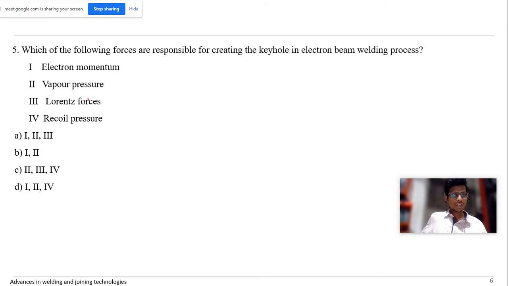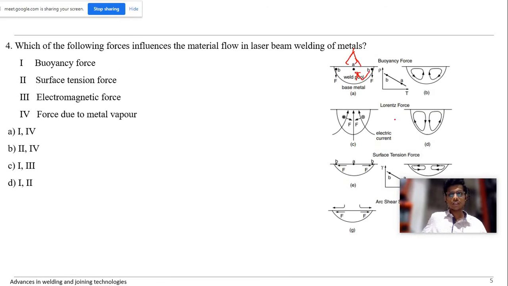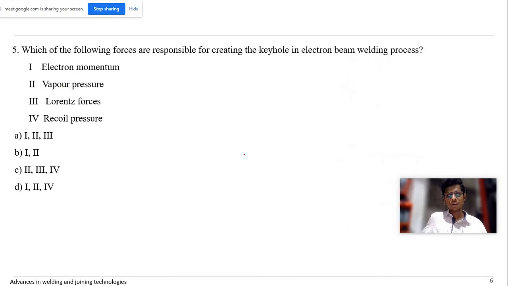Which of the following forces are responsible for creating a keyhole in electron beam welding? Can anyone answer? 1, 2, 4, right? Lorentz force, I just now explained, is nowhere related to the keyhole. So because of that, Lorentz force won't be there.